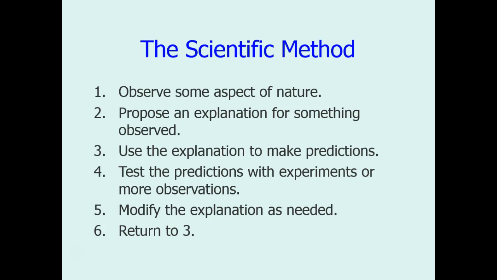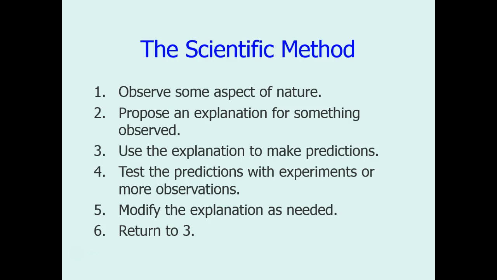So here's the scientific method. Basically, as developed by Galileo and improved on by Newton, and then continued to be improved on over the years. Starting just like the ancient philosophers did, observing some aspect of nature. Okay? Continuing just like they did, propose an explanation for those things that were observed. Now, here's what Galileo and then later Newton began deviating a little bit. They used the explanation they developed here to make predictions.